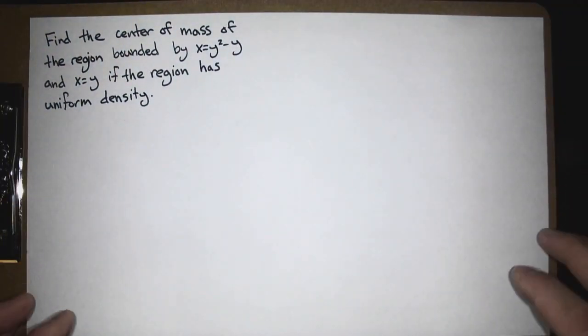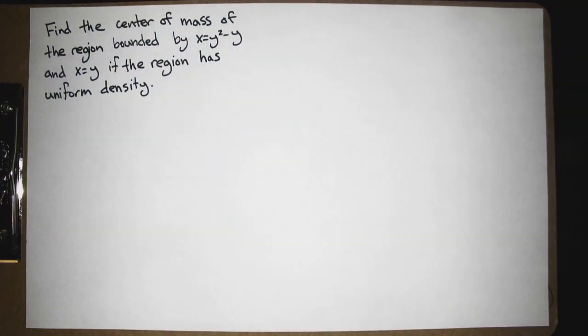All right, so we'll jump in the middle of a problem. Find the center of mass of the region bounded by x equals y squared minus y and x equals y, if the region has uniform density.